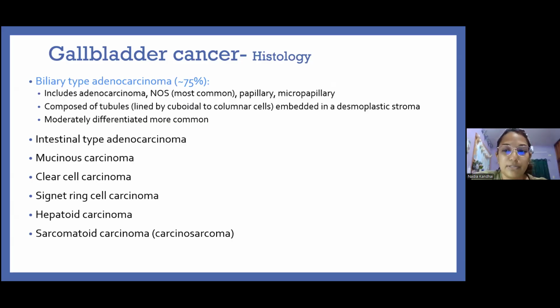Clear cell carcinomas are sheets of clear cells in an alveolar arrangement separated by blood vessels, and this one is similar in appearance to clear cell renal carcinoma. Other histological subtypes are signet ring carcinoma, hepatoid carcinoma, and sarcomatoid carcinoma.